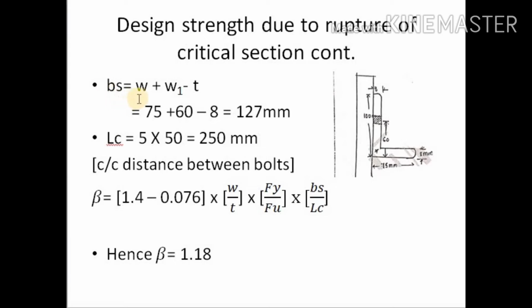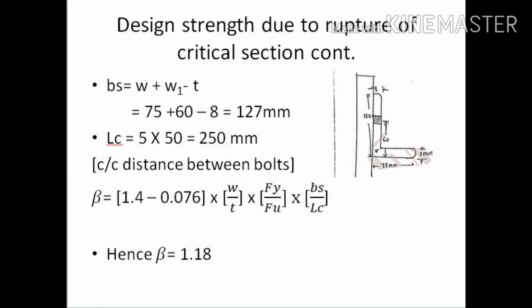Bs equal to W1 plus W minus T. What is W1? W1 is the length of the outstanding leg, that is 75. And W1 is this length, 60, and minus thickness 8. So you will get 127 mm.